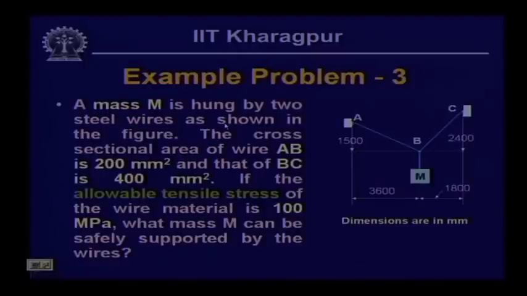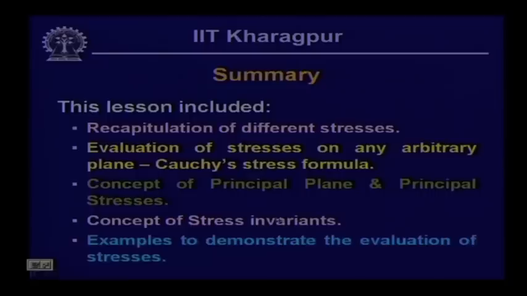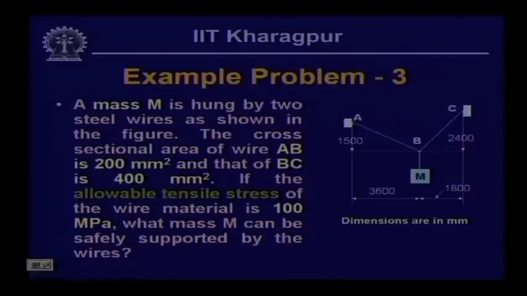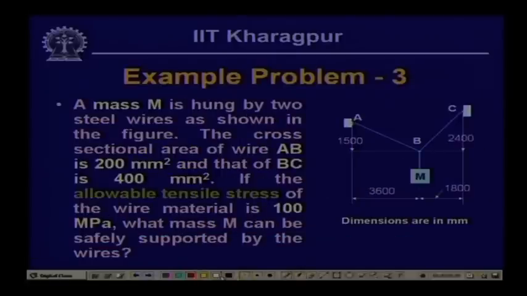Now, we have another example problem in which a mass is hung by two wires AB and BC, and the cross sectional areas of these two wires are given as 200 millimeter square and 400 millimeter square. And if the allowable tensile stress of the wire material is limited to 100 MPa, then you will have to find out what is the mass m that can be safely supported by the wires.